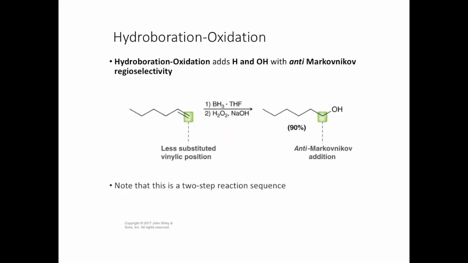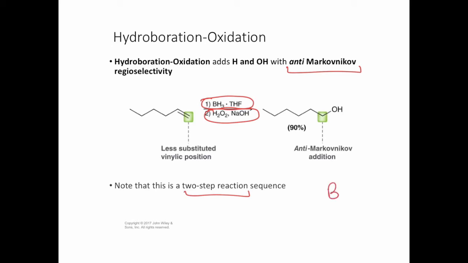The next type of reaction is called a hydroboration-oxidation. It also takes an alkene to an alcohol, but it does so with anti-Markovnikov regioselectivity. So this is the first time we're seeing anti-Markovnikov selectivity. So here the H goes on the carbon with fewer H's and the OH goes on the carbon with more H's. And this is a two-step reaction sequence. So in the first step you're adding BH3·THF, and in the second step you're adding hydrogen peroxide and sodium hydroxide.